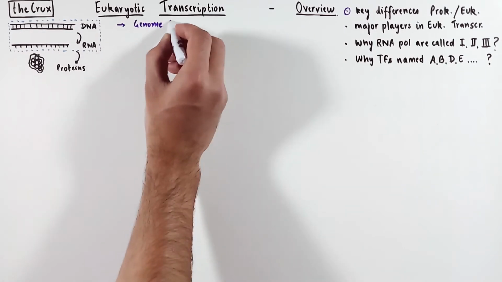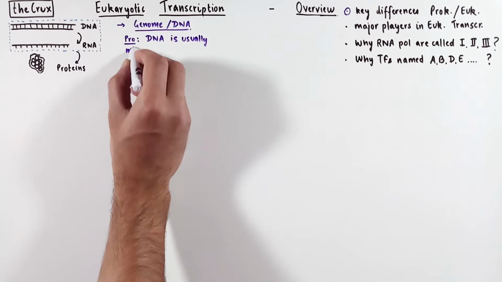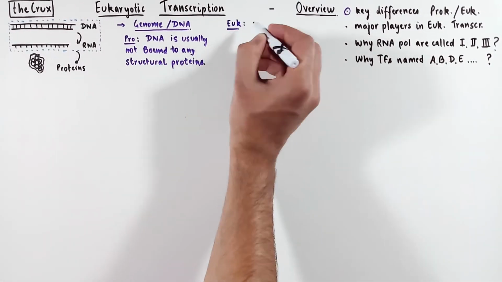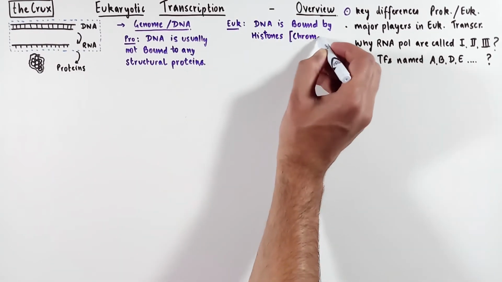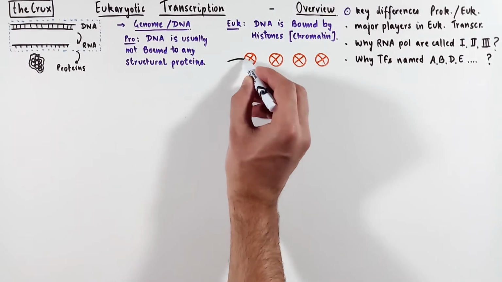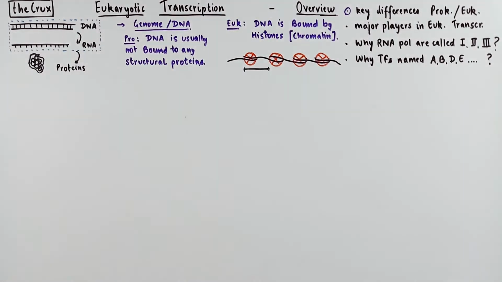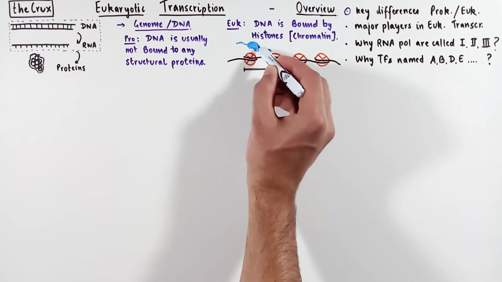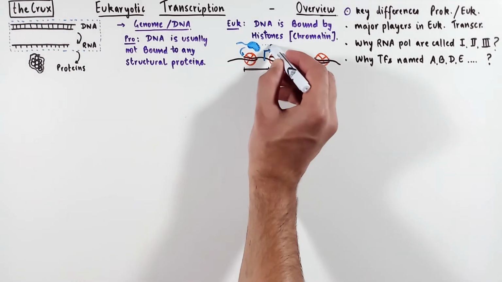The first difference is in the intrinsic composition of the genome. The prokaryotic DNA is usually free of structural proteins, whereas if you look at the DNA in eukaryotes, it is bound by histones, and that is what we call chromatin. So what this means is that the DNA is wrapped around histones. And let's say your promoter is around this region, and now because it is bound by histones, it is not accessible anymore. And therefore, RNA polymerase cannot initiate transcription.